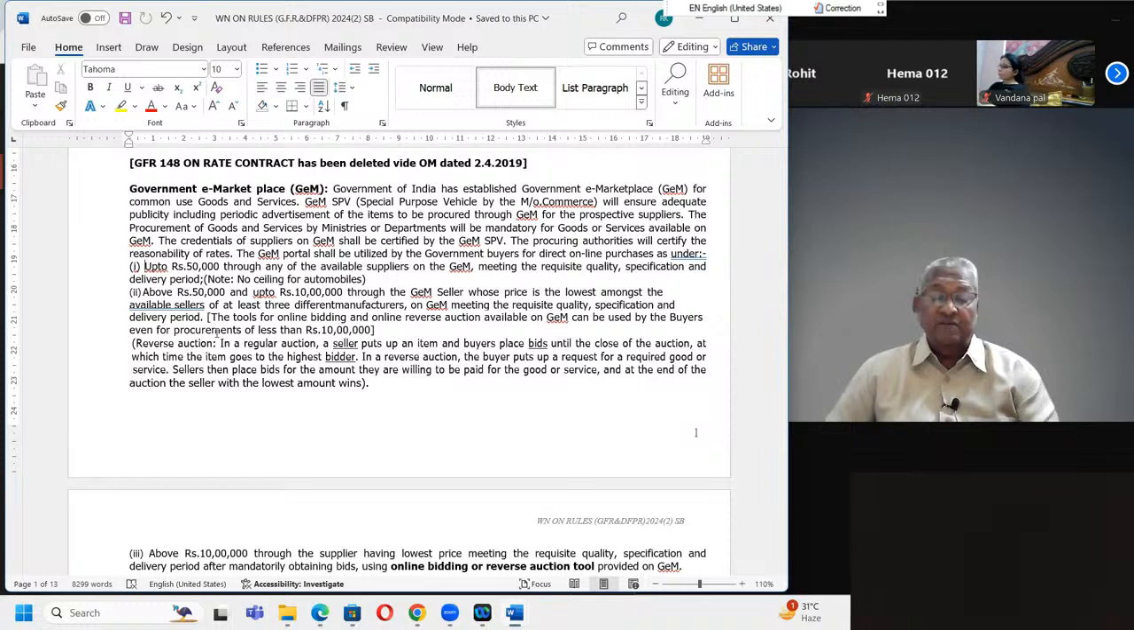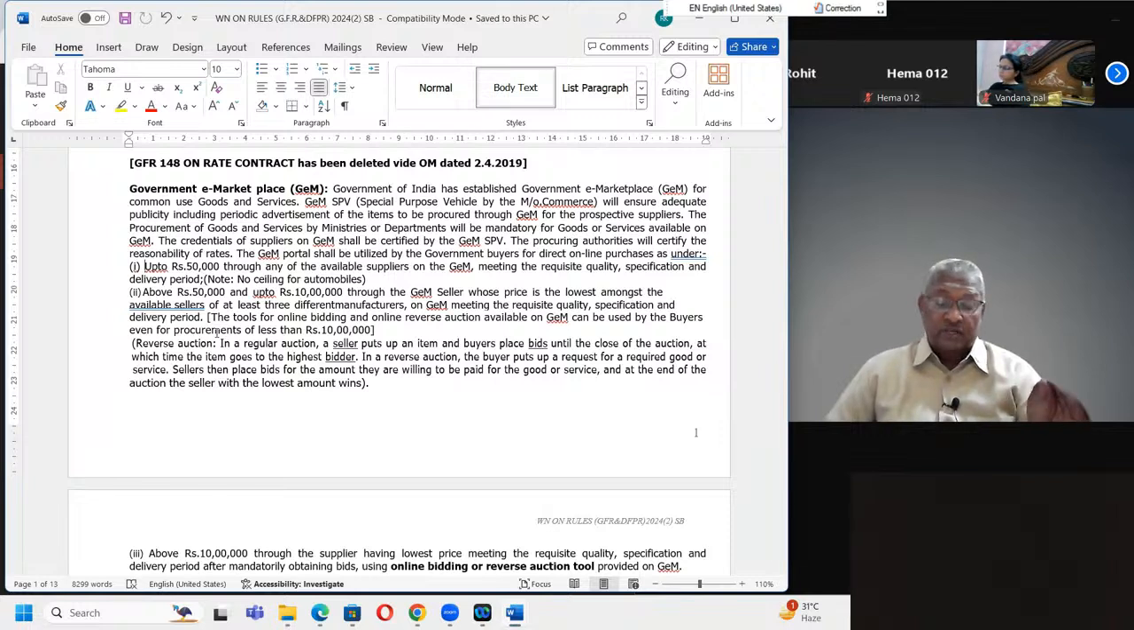क्या कैसा है? Following means up to 50,000, up to rupees 50,000 through any of the available suppliers on the GeM, meeting the requisite quality, specification, and delivery period. Suppose it is relating to motor vehicles, there is no limitation. वो 50,000 ऐसा कुछ लिमिटेशन नहीं होता है। मोटर व्हीकल परचेस के लिए नो सीलिंग ऑन ऑटोमोबाइल्स.